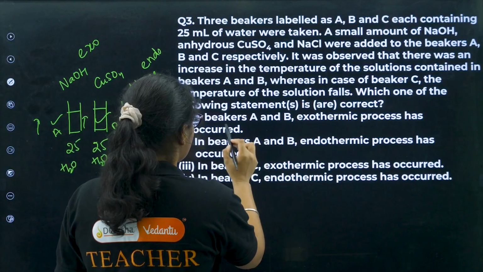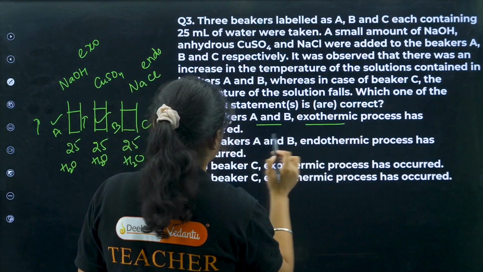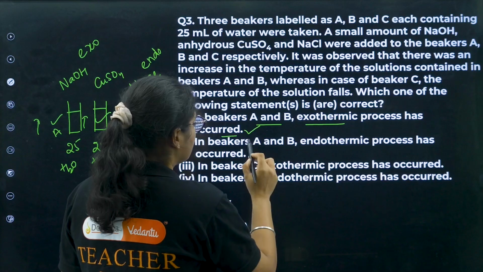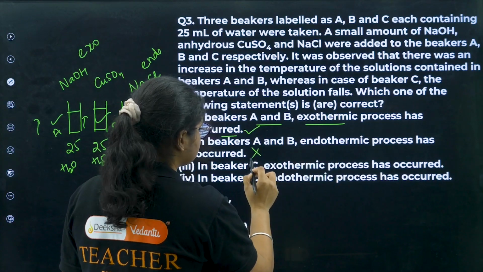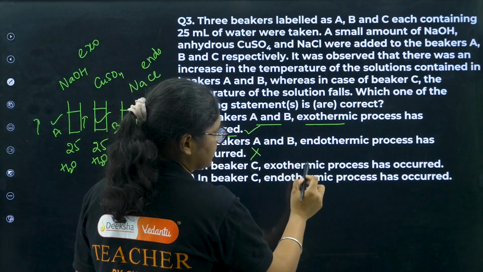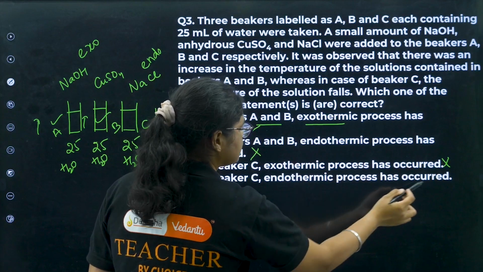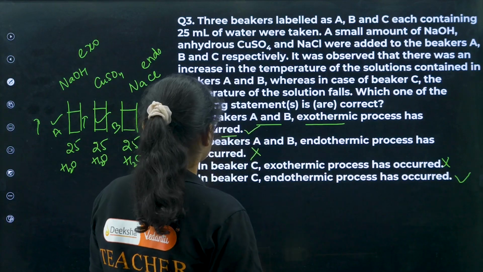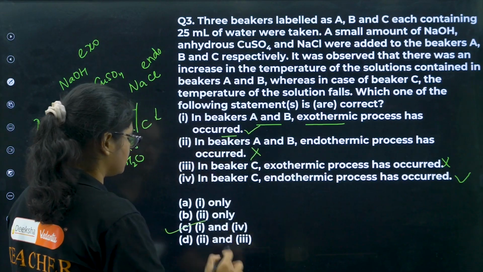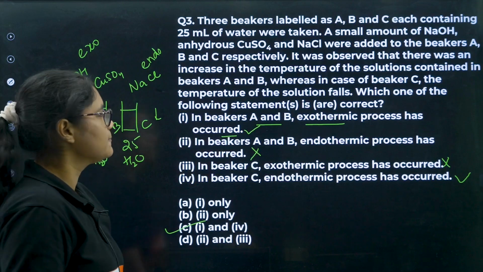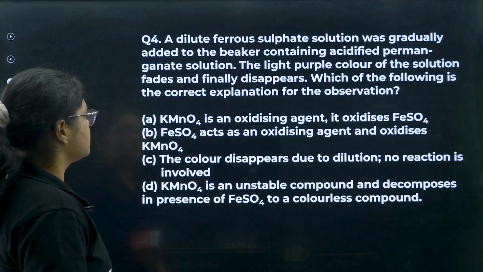So what we can see, in beaker A and B exothermic process has occurred, yes. In beaker A and B endothermic process, no. In beaker C exothermic, no. In beaker C endothermic, yes. So we are getting 1 and 4 correct, so option number C here, okay. Next is question number 4.